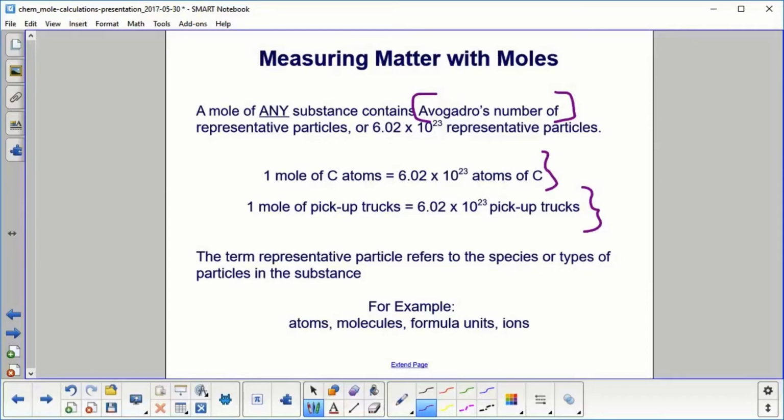Representative particle refers to the species or types of particles in the substance. For example, atoms, molecules, formula units, or ions.